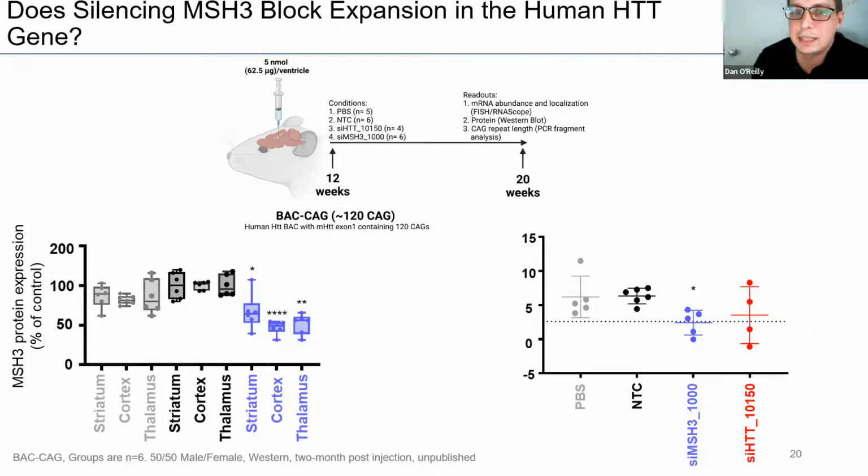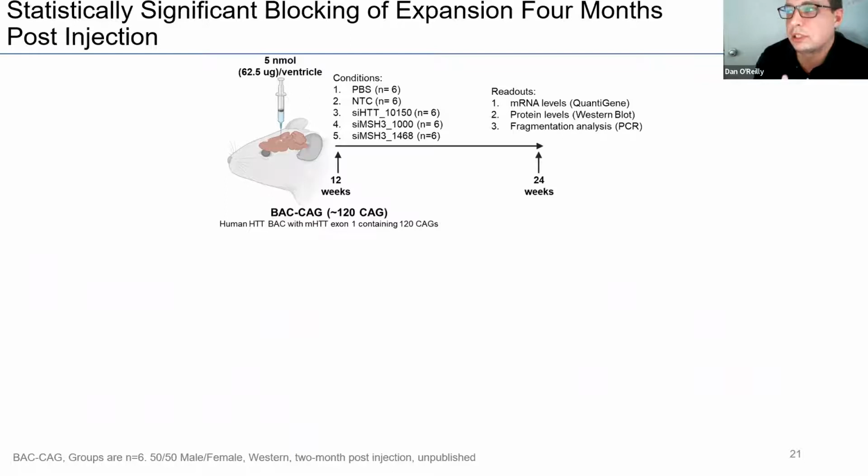So our next step was to do a longer term study. This time we wanted to inject the same compounds plus an extra compound, MSH3 1468, that we had identified in the screen. But we also wanted to do a 4 month duration of effect to see how long this effect of silencing the protein lasts, and can we still block expansion at that time point?